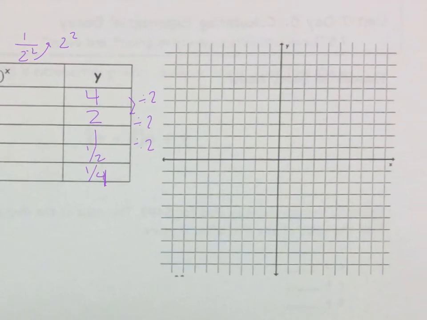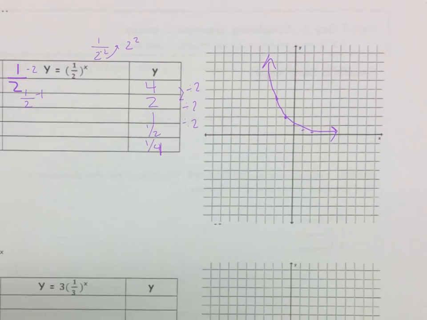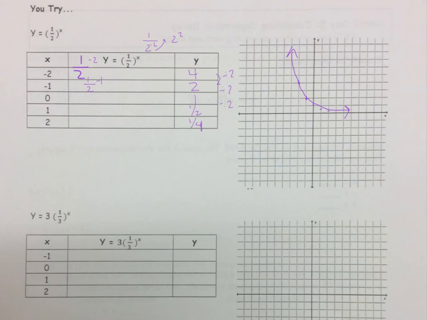Let's come on over to the graph and check that out. So when x is -2, we're at 4. 1, 2, 3, 4. -1, 2. 0, 1. 1, 1/2. 2, 1/4. So again, it's graphing like that. You can kind of see it's doing the similar process.